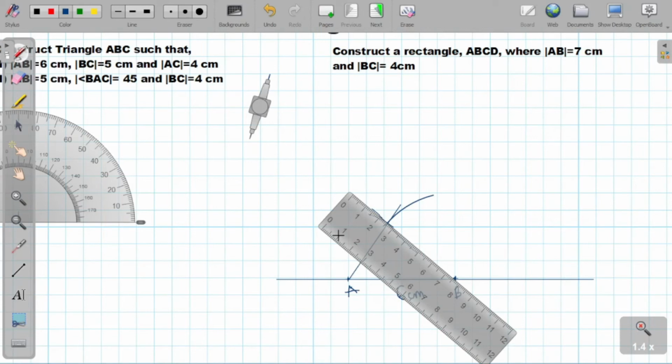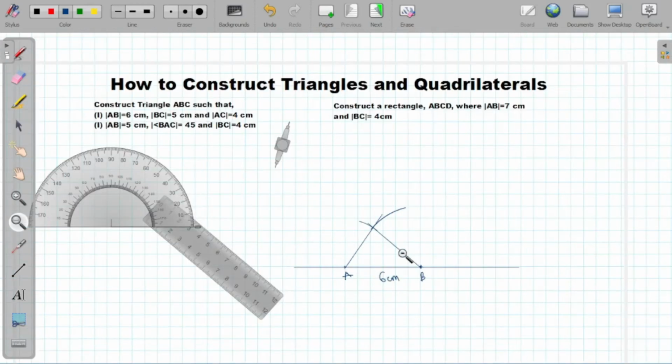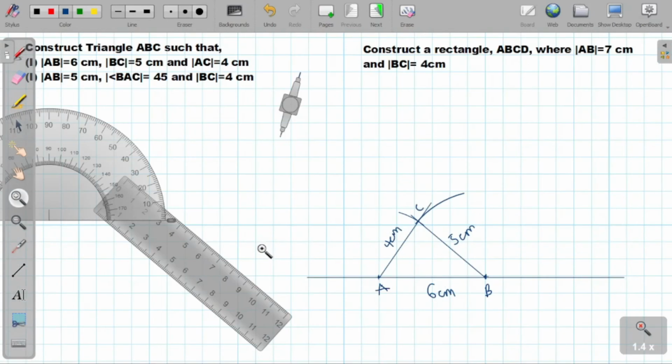Oops, sorry. Okay, and voila. So this is our triangle. So we just need to label the line. So this is C, point C. So this is AC, which is 4 centimeters, and this guy is what, 5 centimeters. So this is how you construct a triangle, and yeah, that is what we have over here.